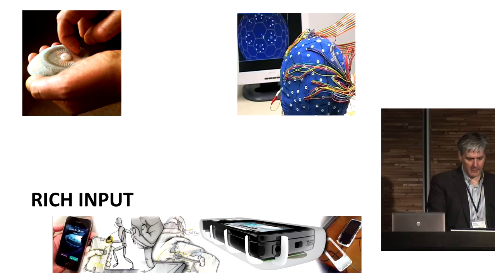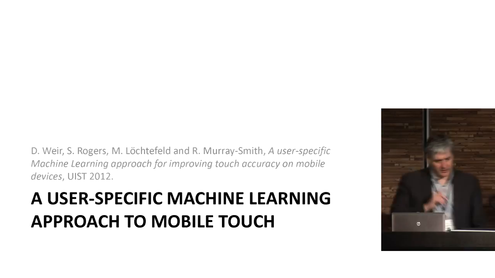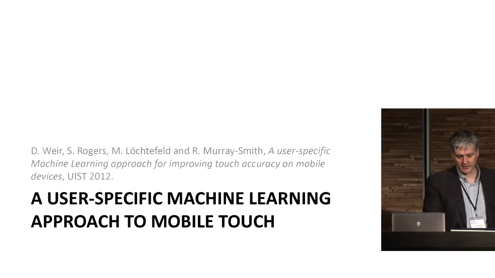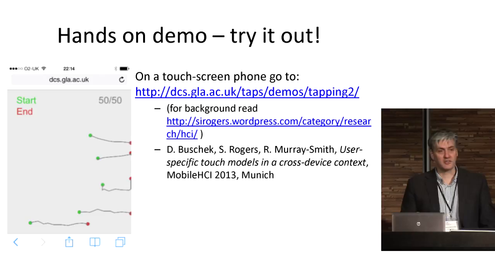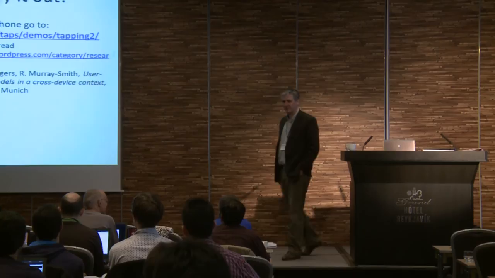Okay, so let's look more at rich input. This is work by Daryl Weir, Simon Rogers, and Marcus Luchtefeldt in Glasgow, looking at mobile touch and machine learning. If anybody has a smartphone and you're on the local network, you can start generating some data now. So I'd encourage you, for once in a lecture, take out your phones, open your browser and go to the web page, and you can start to generate some data that makes the rest of this session make sense to you.